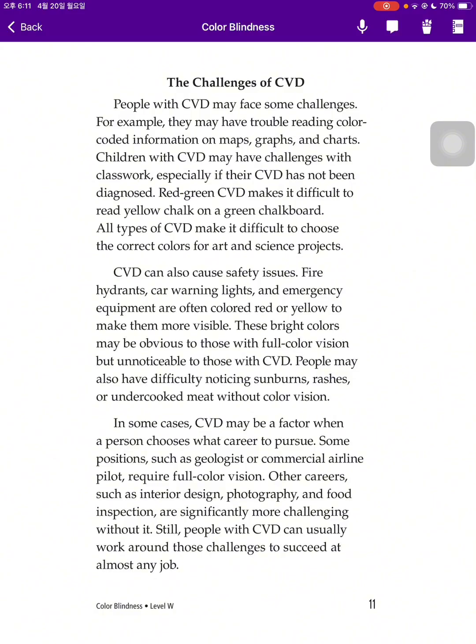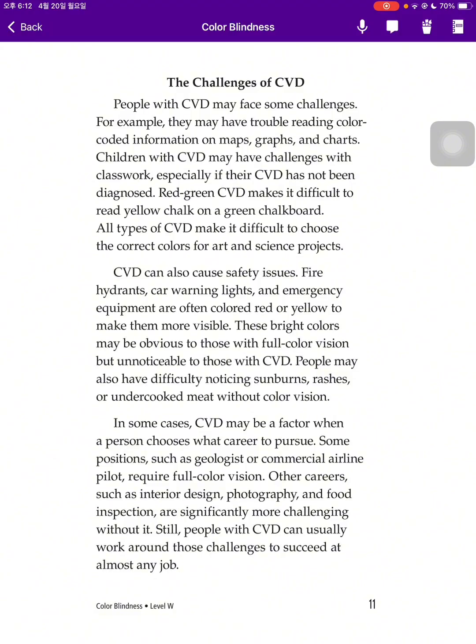Children with CVD may have challenges with classwork, especially if their CVD has not been diagnosed. Red-green CVD makes it difficult to read yellow chalk on a green chalkboard. All types of CVD make it difficult to choose the correct colors for art and science projects. CVD can also cause safety issues.